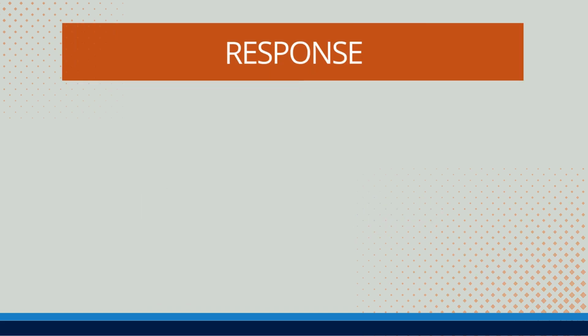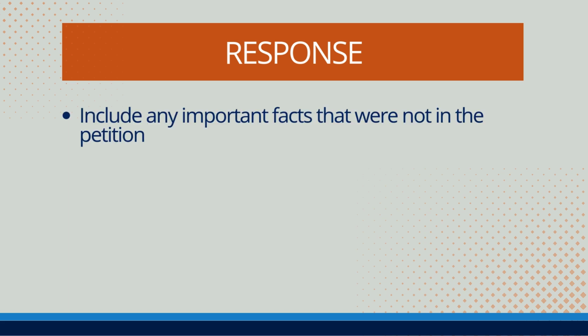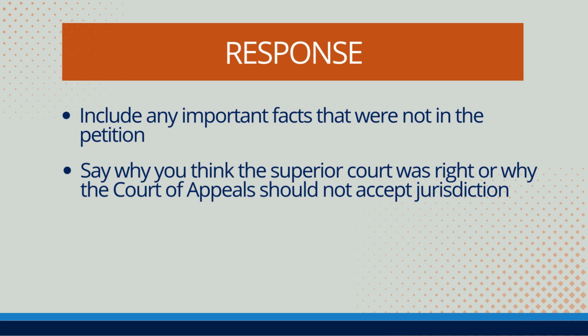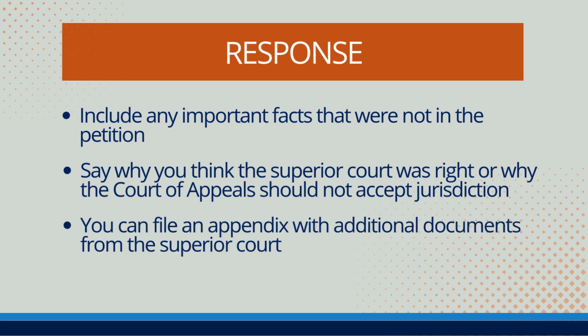If the Court of Appeals allows you to respond to the petition, you should include any important facts that were not in the petition and say why you think the Superior Court's ruling was right or why the Court of Appeals should not accept jurisdiction. You can also file a separate appendix with additional documents from the Superior Court. Do not include documents that are already in the petitioner's appendix.